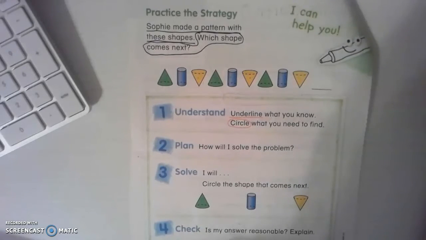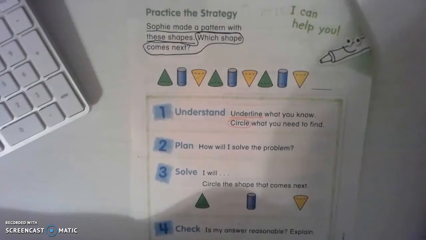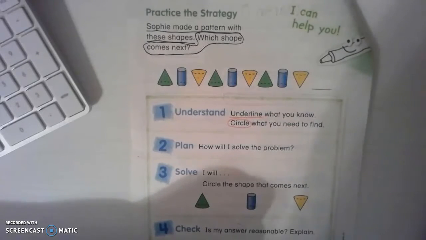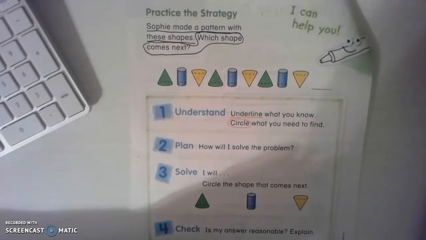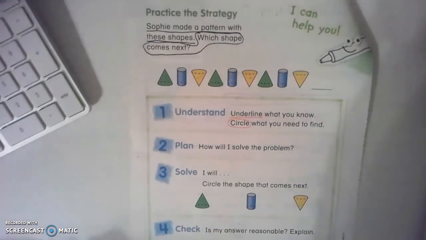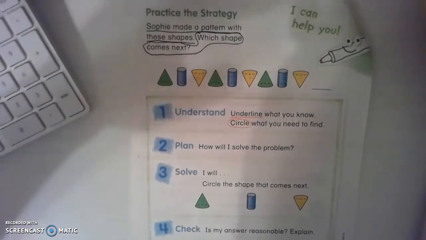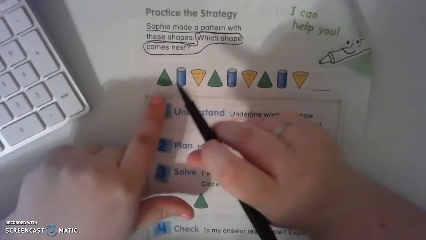We're going to solve this by looking at the pattern and analyzing it. Can you say analyzing it with me? Analyzing. And analyzing is one of those big fancy words that means we're looking at it in depth. So I want you to look at this pattern in depth and see which shape comes next. So let's do our pattern again.